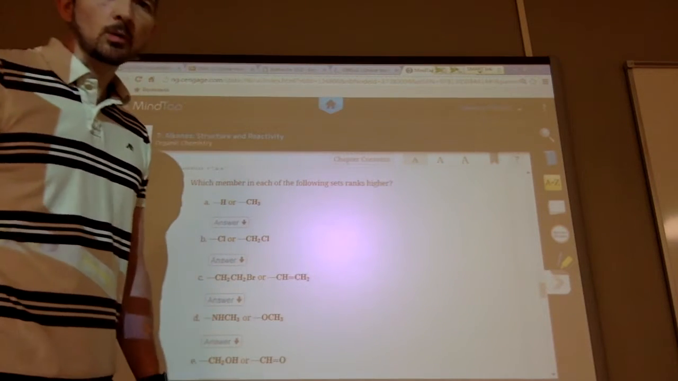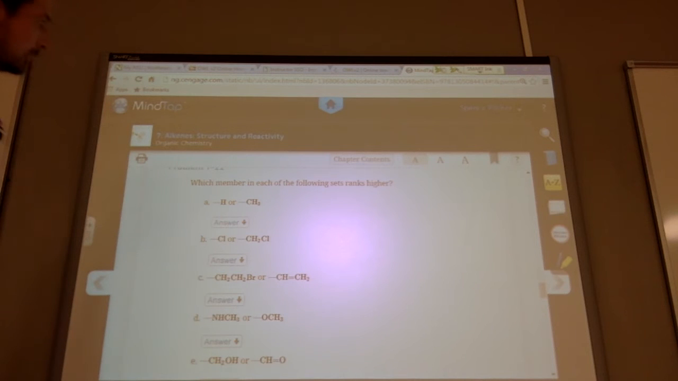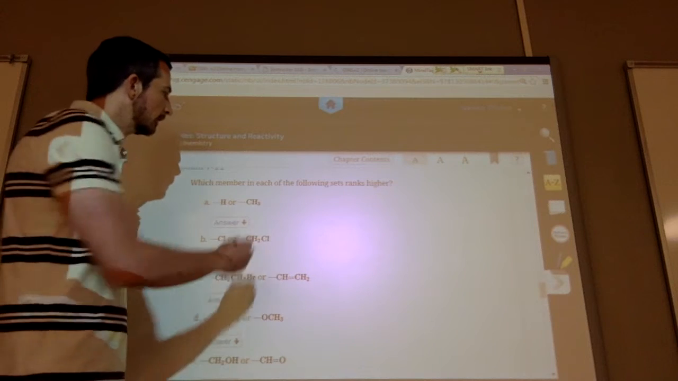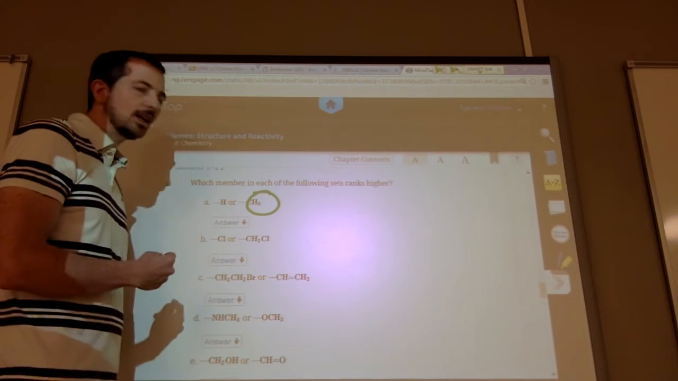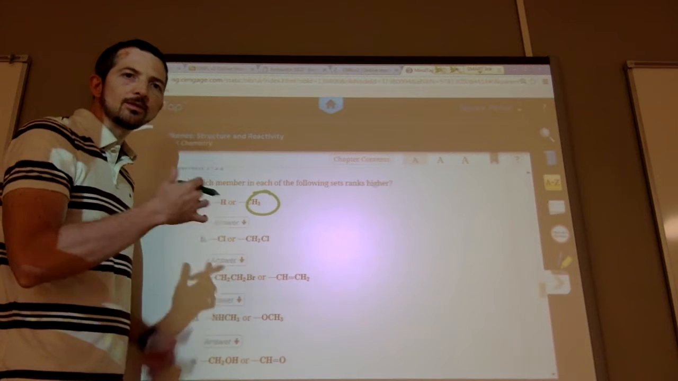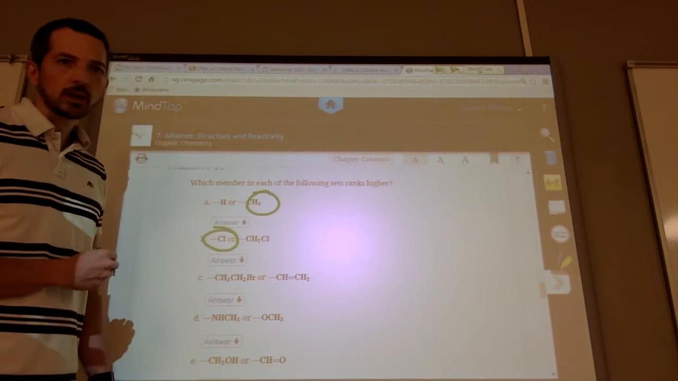So let's look at some homework problems. This is 7-11. It says, which member in each of the following sets ranks higher? The first one, I have a hydrogen and a CH3, so first atom, H versus carbon, carbon has the higher atomic number, higher priority. Next one, Cl or CH2Cl, first atom, chlorine versus carbon, so chlorine has higher priority.